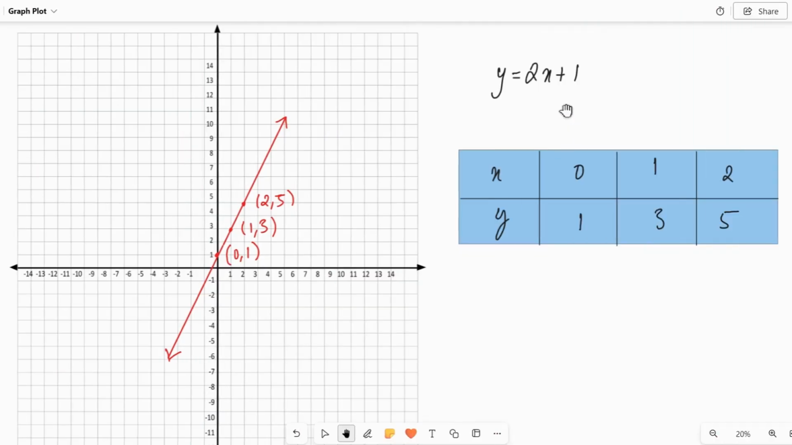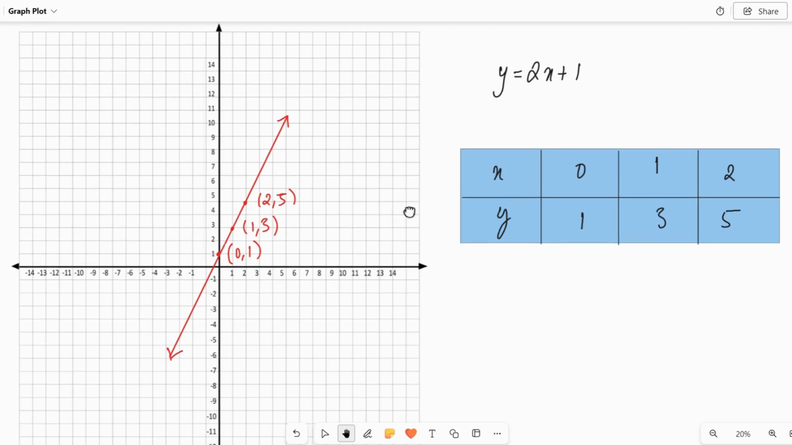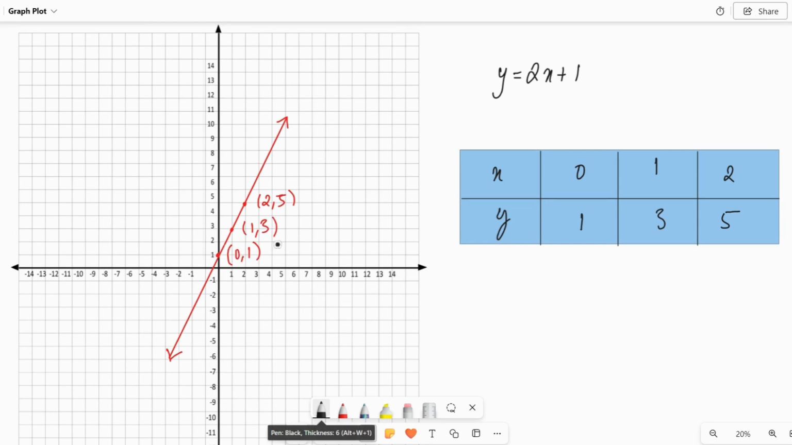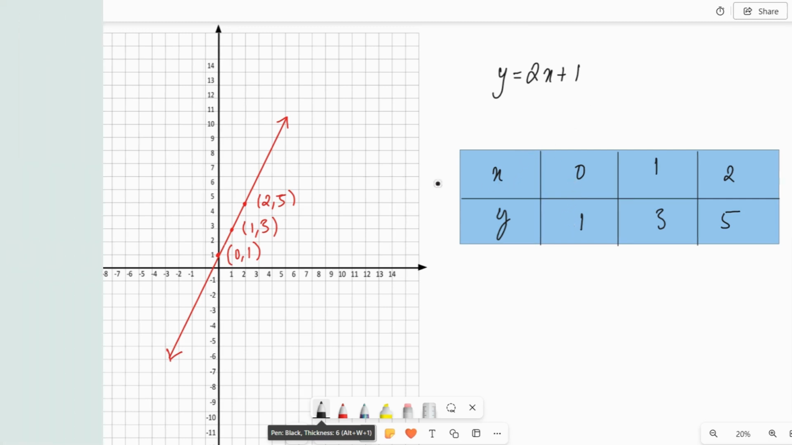Another example, y equals 2x plus 1. This represents a straight line as well, but it starts at the point (0, 1) because at x equals 0, y has a value of 1. But as x increases, the line rises more steeply.